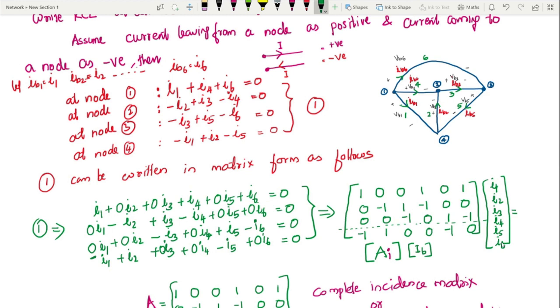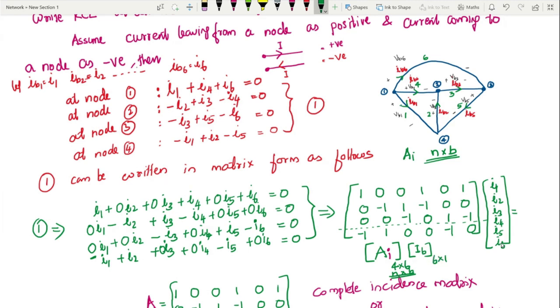So what is the size of AI? Here the size of AI is 4 by 6. What is 4 here? 4 represents the number of nodes. What is 6? 6 represents the number of branches. Clear? So the size of the complete incidence matrix is, in general, n by b, where n is the number of nodes and b is the number of branches. Here 6 branches are there, so 6 branch currents will be there. So the size of the branch current matrix is 6 by 1.